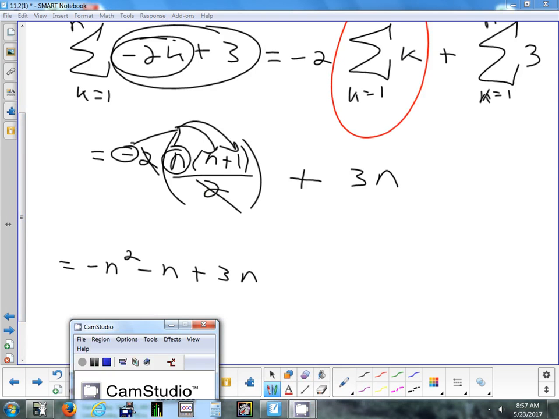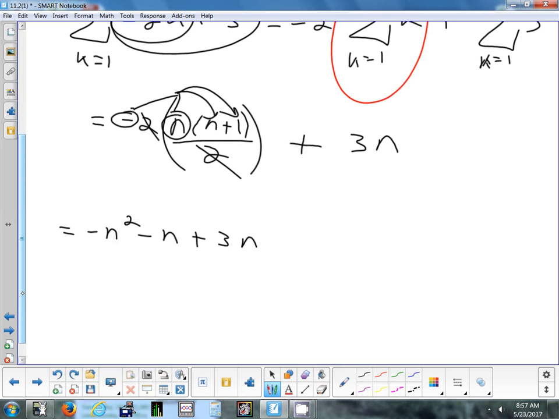So now the last step, just combine your like terms. Negative n squared. And what's negative n plus 3n? 2n.